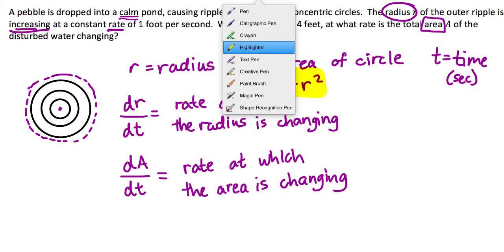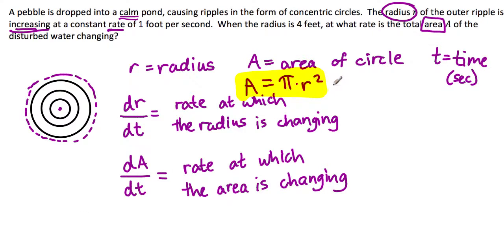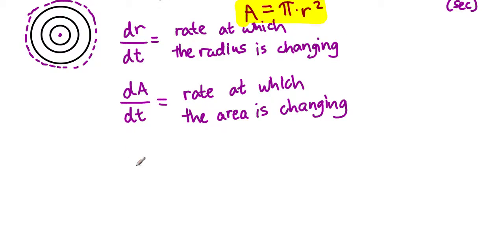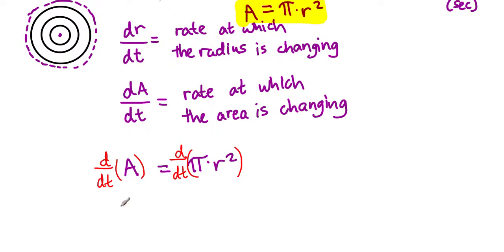Now the fun part, we get to do implicit differentiation of that entire equation, all with respect to time. So the derivative of A with respect to time is simply dA/dt, and now the derivative of pi r squared with respect to time would simply be pi times 2r times the derivative of r with respect to time, so dr/dt. Remember, pi is just a constant there, so that can be pulled out before we differentiate.